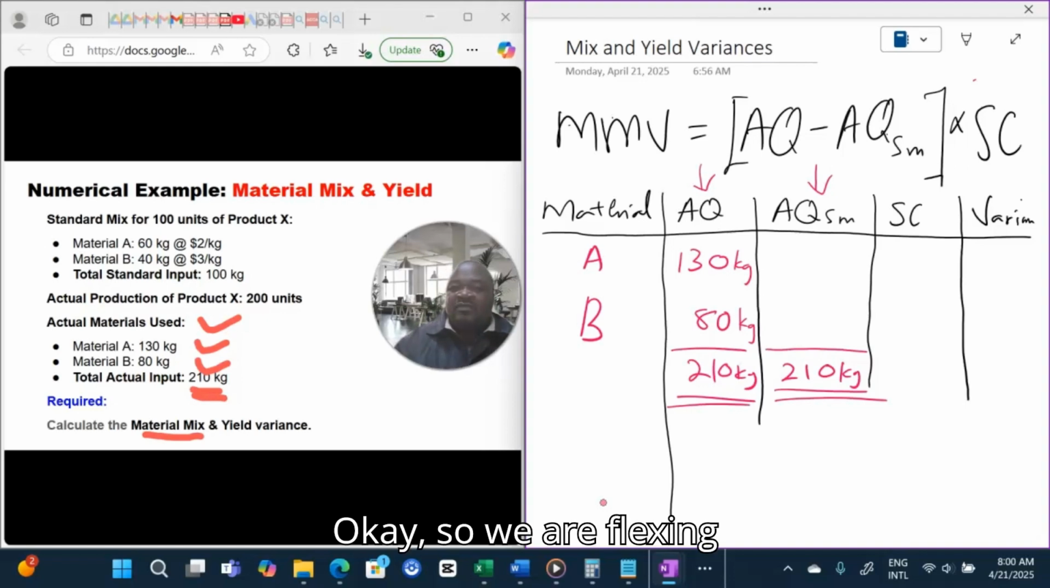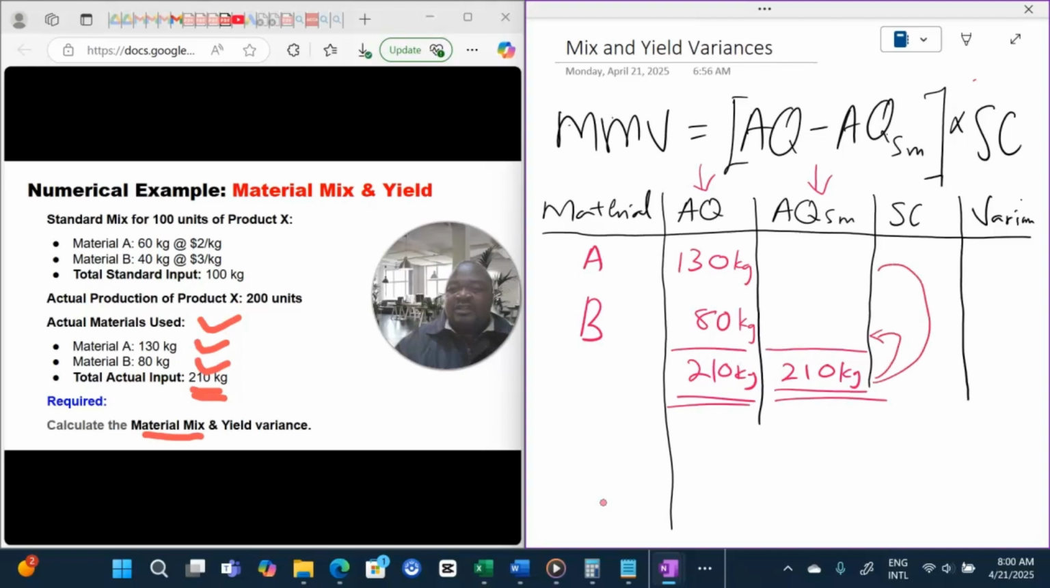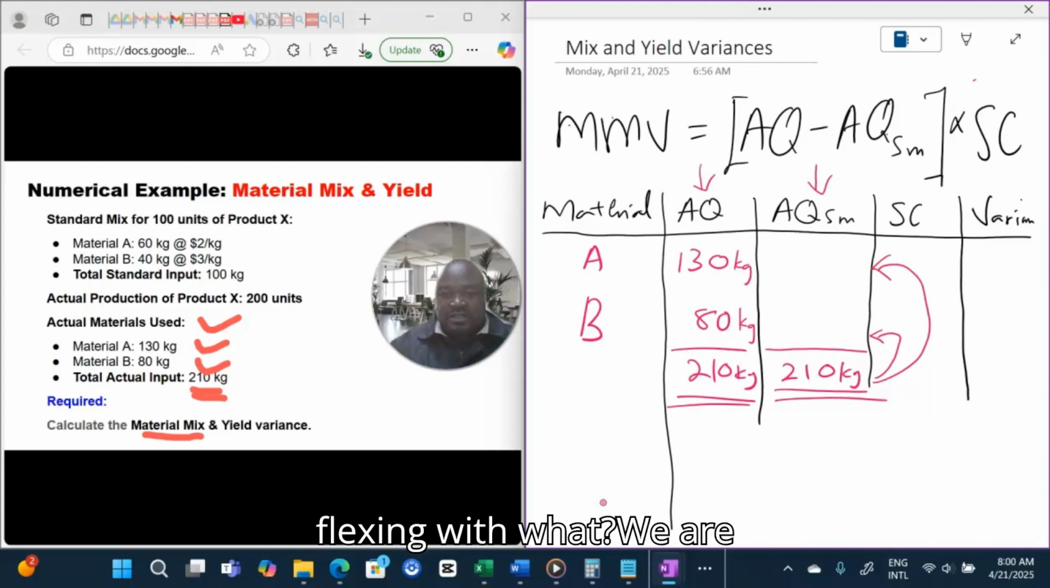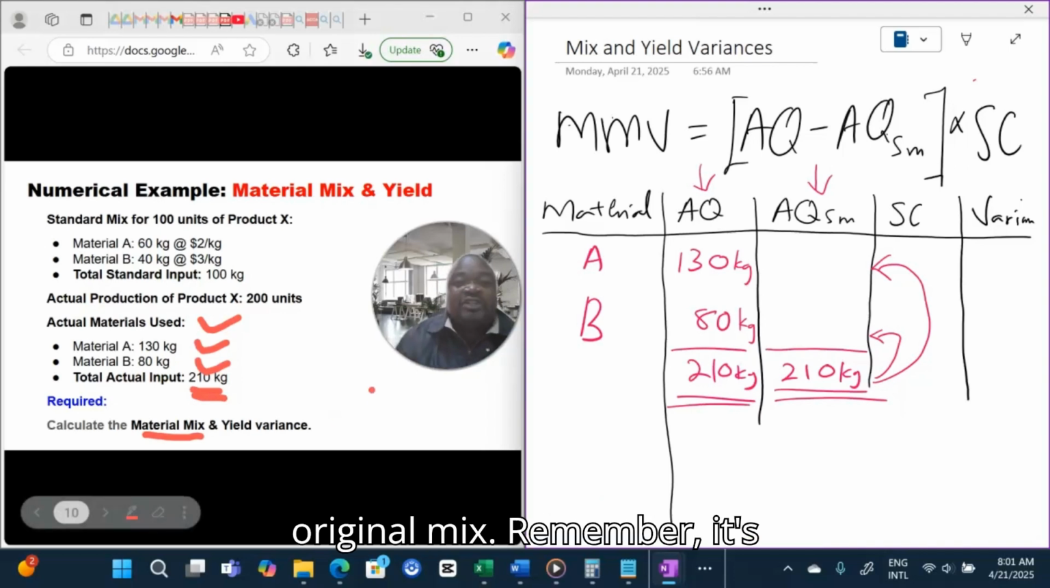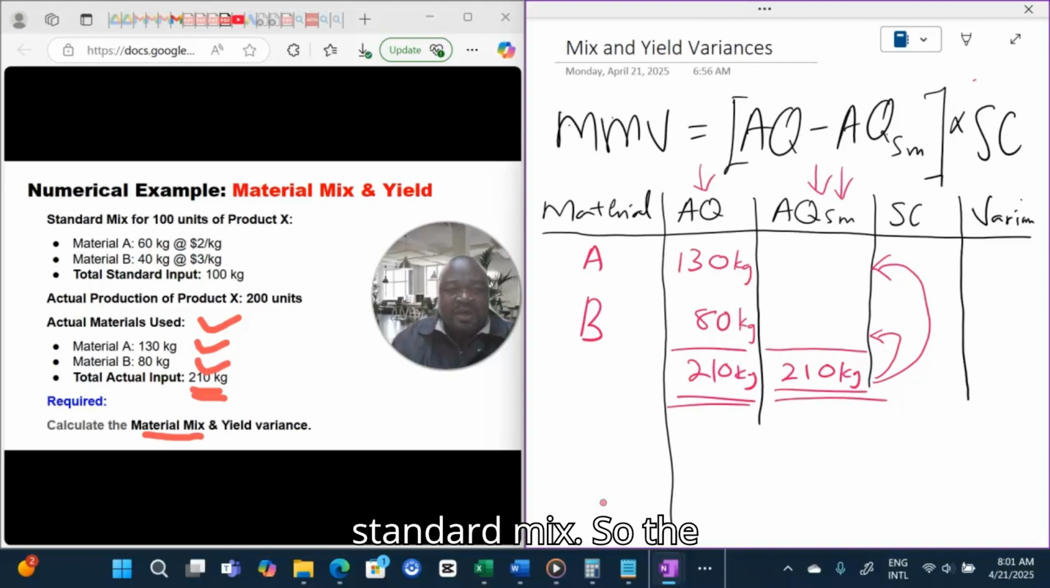Okay, so we are flexing each item. This one has to be flexed. This one has to be flexed. But we are flexing with what? We are flexing with the original ratio, or the original mix. Remember, it's actual quantities at standard mix.